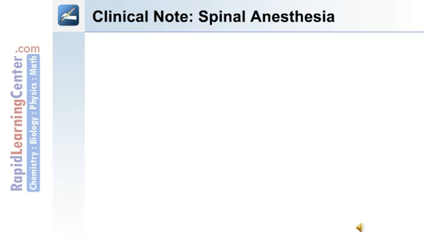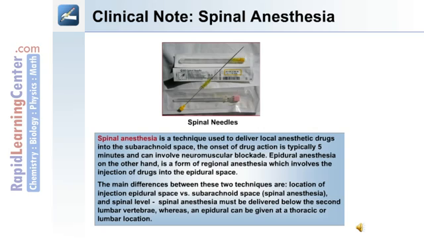The following is a clinical note on spinal anesthesia. Spinal anesthesia is a technique used to deliver local anesthetic drugs into the subarachnoid space. The onset of drug action is typically 5 minutes and can involve neuromuscular blockade. Epidural anesthesia, on the other hand, is a form of regional anesthesia. This involves the injection of drugs into the epidural space.